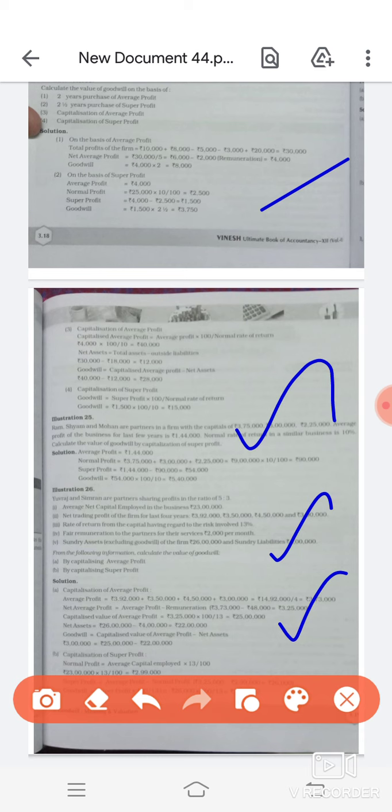So before doing the sum, first put the heading super profit method, write all the steps, write all the formulas, and then start to do the problem. Follow the same procedure in the capitalization method also. Write the heading, and there are two ways. Capitalization of average profit: write the steps, write the formula. And for the capitalization of super profit, write the steps and formula, and then start to do the problems.